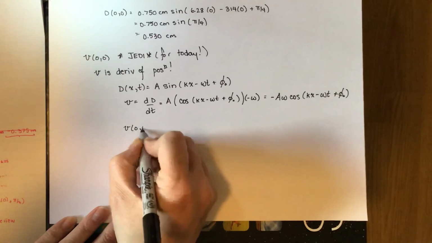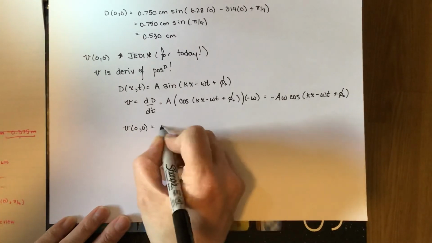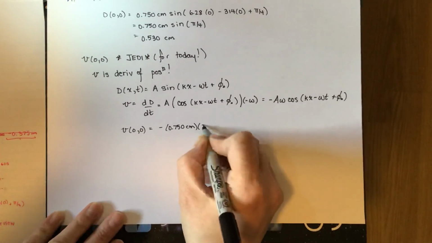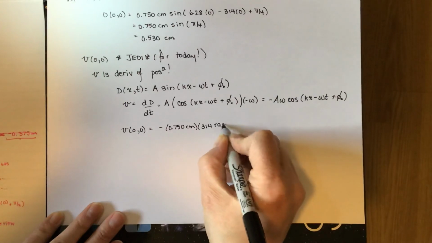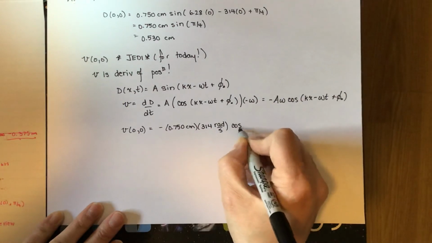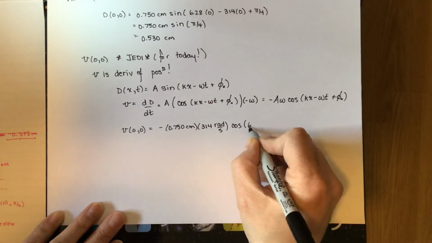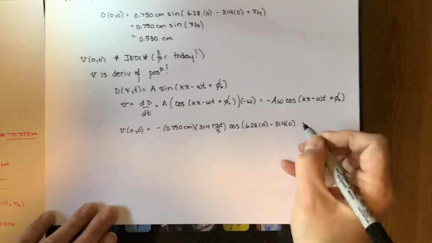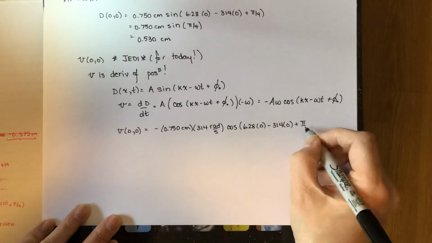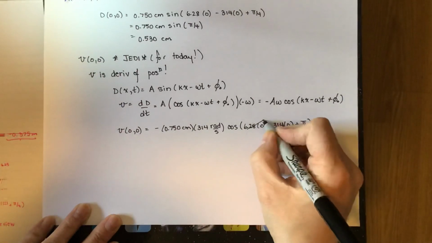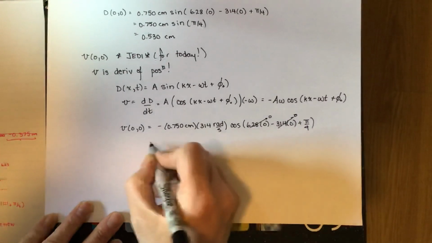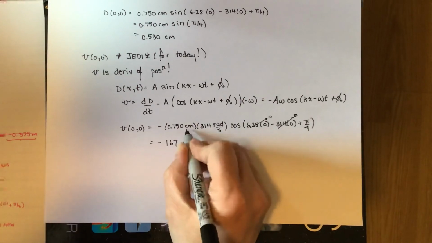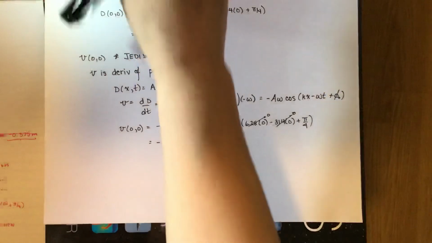So v of 0 and 0 is going to be minus a, 0.75 centimeters, times omega, that was 314 radians per second, times cosine of k, which was 6.28, times 0, minus omega, 314 times t, which is 0, plus phi naught, our phase constant, pi over 4. That term's gone. That term's gone. When we put that through the calculator, we get minus 167 centimeters per second.